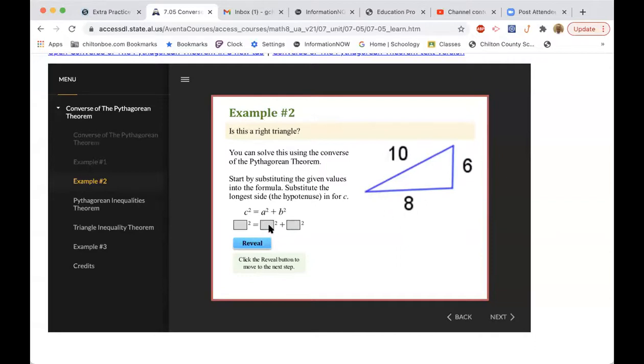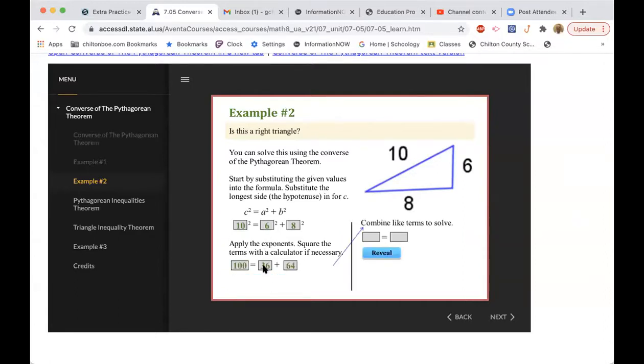But if we didn't know, we'd have to plug 6 and 8 in for A and B, and 10, because it's the longest side, in for C. Square everything, then add your 2 like terms together, and you would get a true statement. So the answer is yes, this is a right triangle.